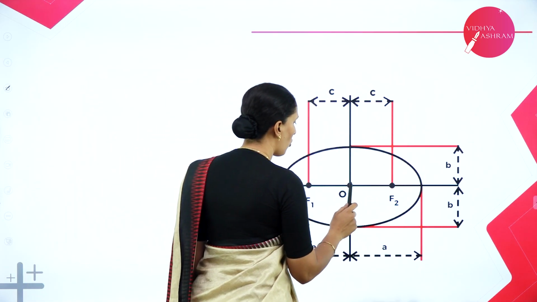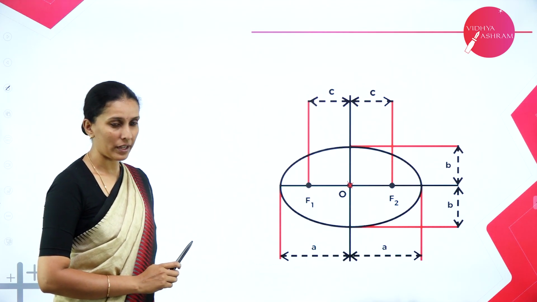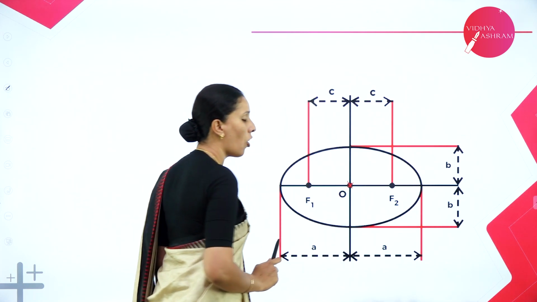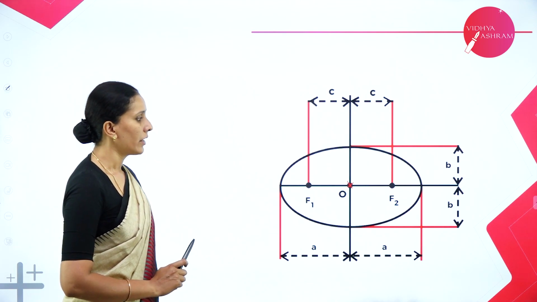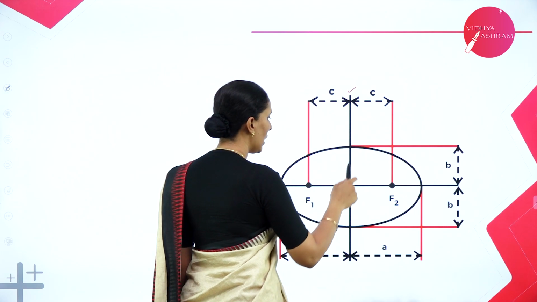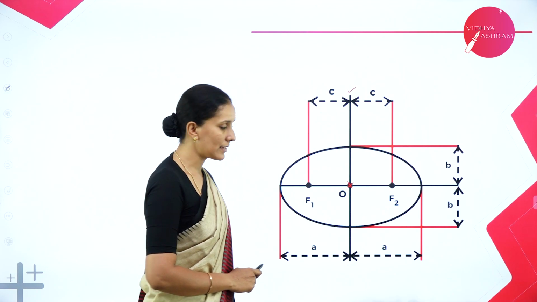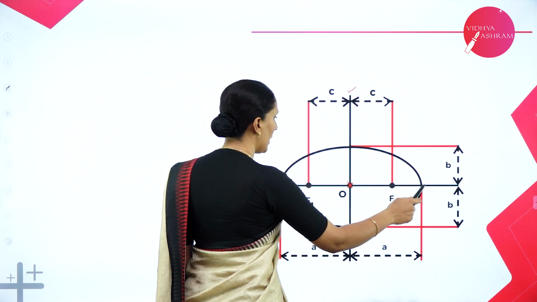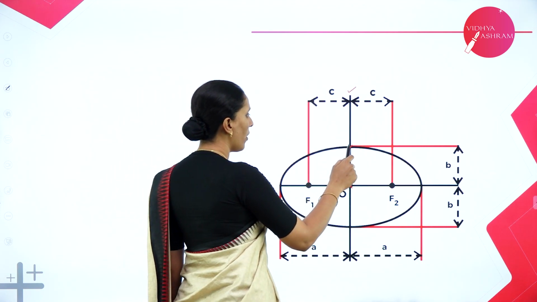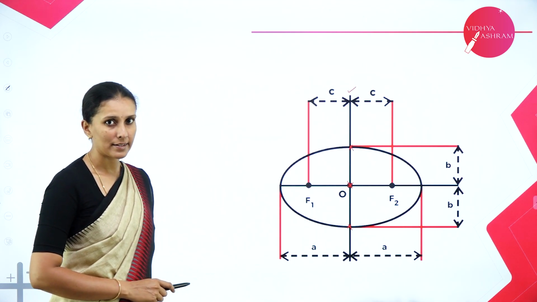The midpoint of the line joining the two foci is called the center of the ellipse. The line passing through the center as well as the foci of the ellipse is called the major axis, and any line perpendicular to the major axis and passing through the center is called the minor axis. The end points of the ellipse on the major axis are called vertices, and the end points of the ellipse are also along the minor axis.